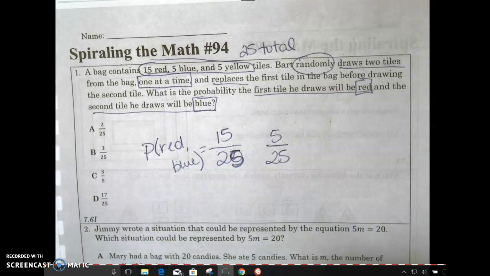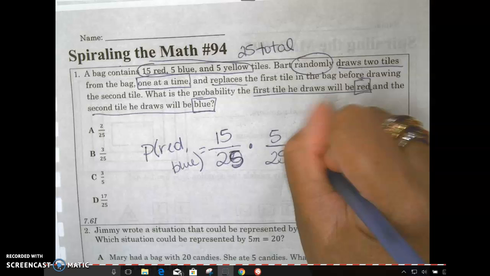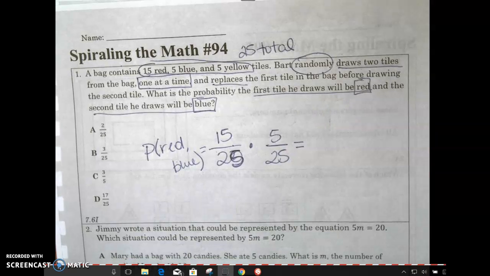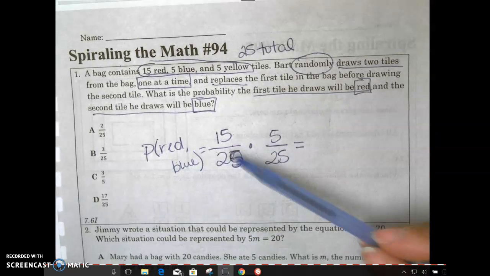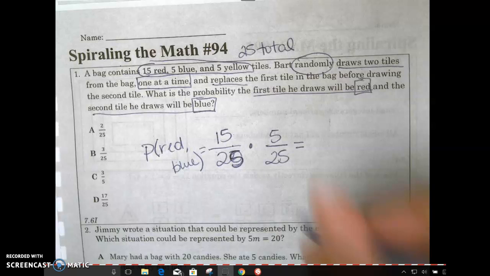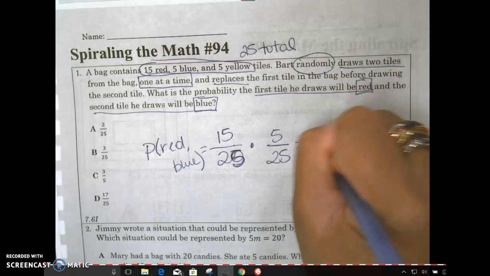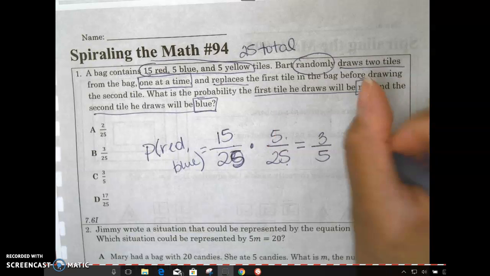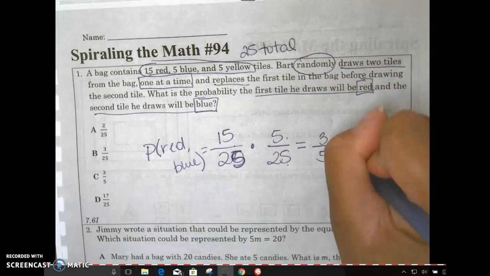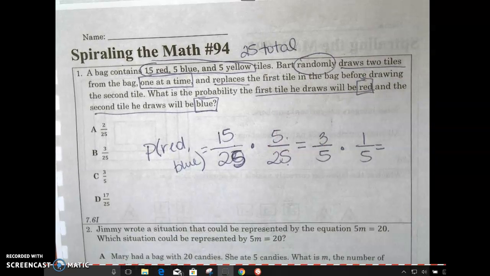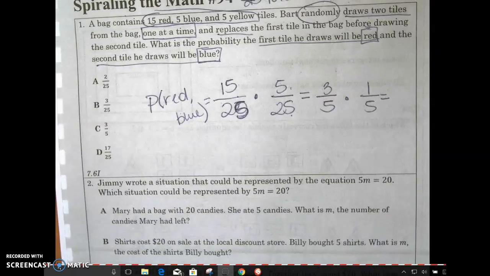Now what? Multiply. I am going to multiply. Simplify first. I need everyone to be paying attention. 15 25ths, divide by 5 over 5: 3 fifths. 5 25ths. Then you need to multiply. Do not shout the answer out.